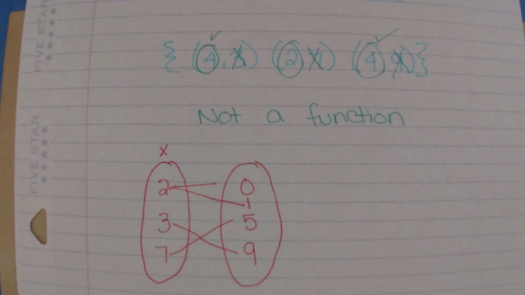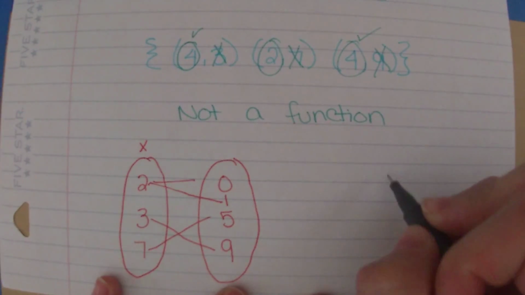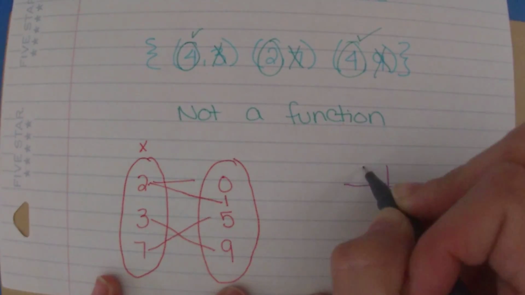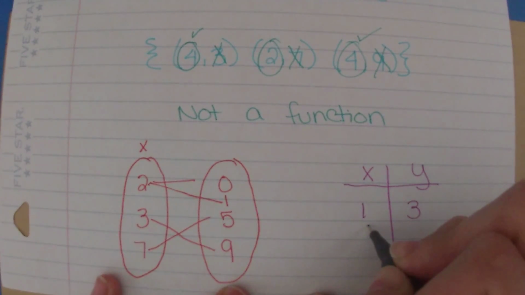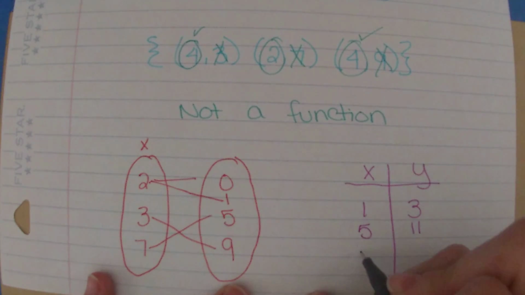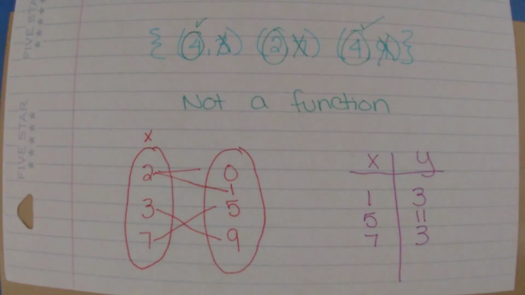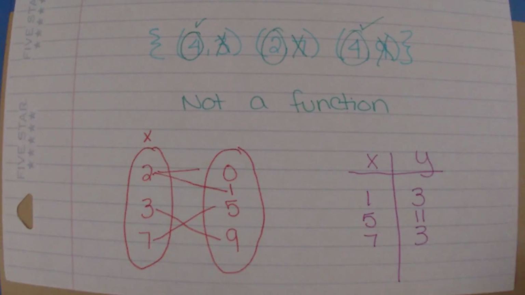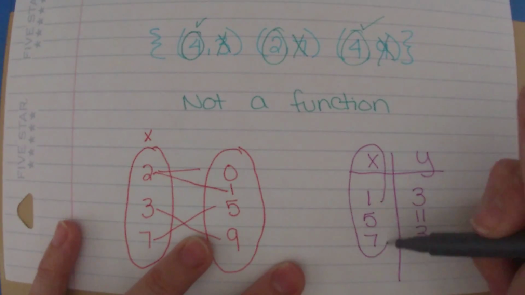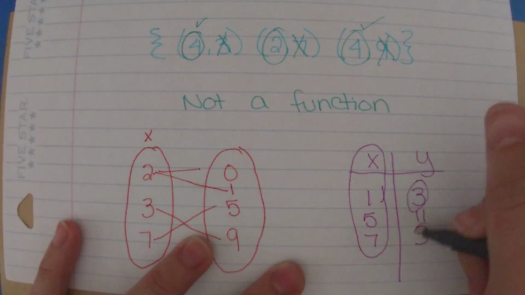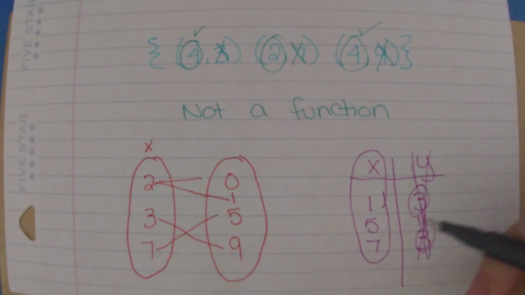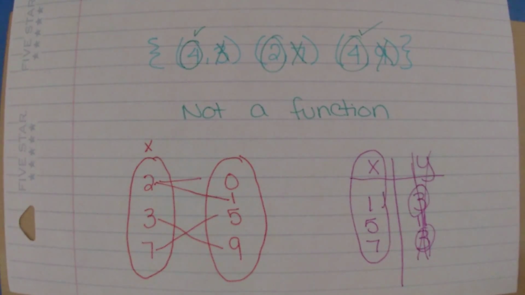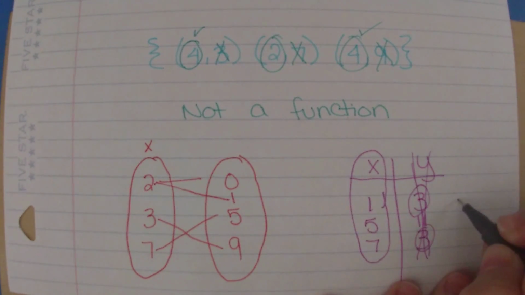If it was given to us in a table format, again, we are focusing on the x value only. So while we do see a repeat over here in the y, that does not affect if it's a function or not. 1, 5, and 7 do not have a repeat, so we would say that this is a function.